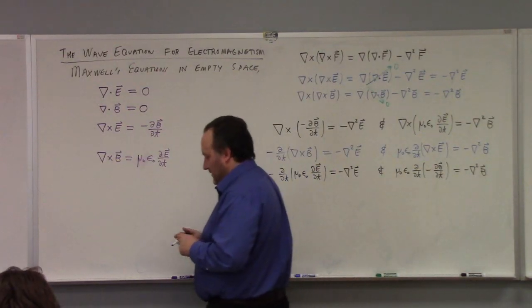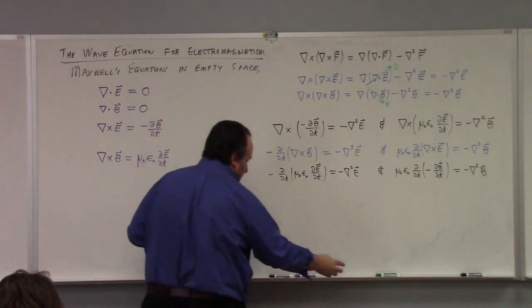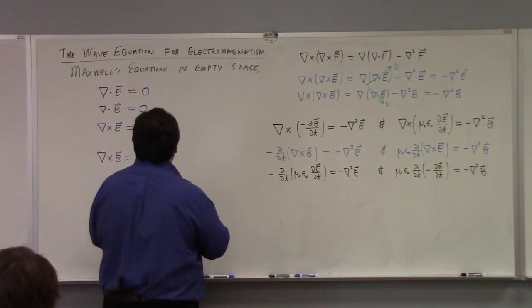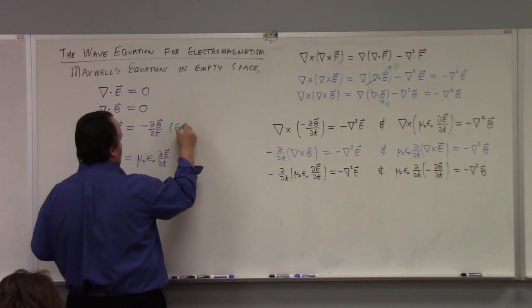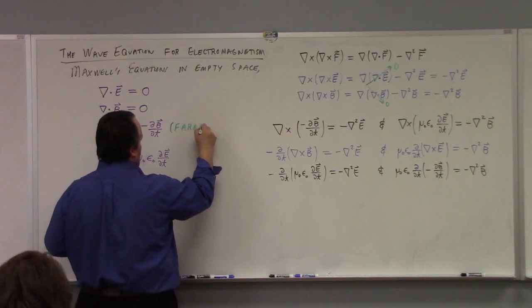Okay, like what are these equations I'm using? We should give credit where credit's due. This is Faraday's law, right? And what's the other thing?